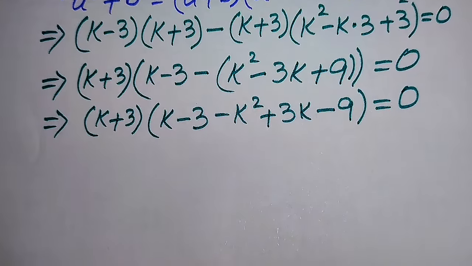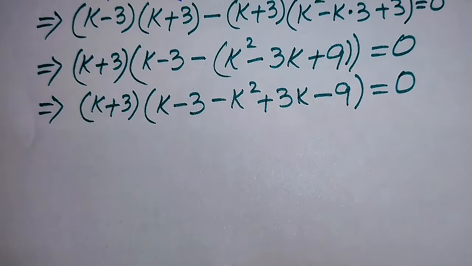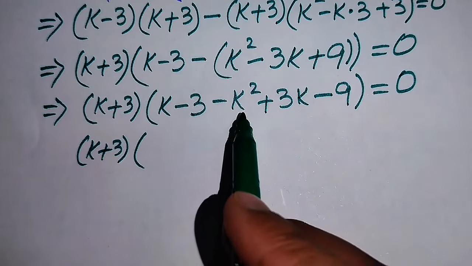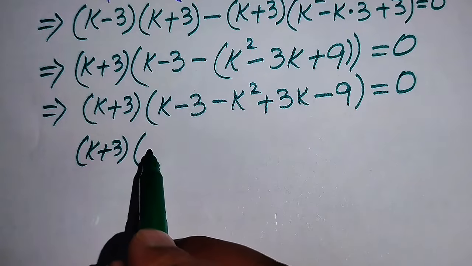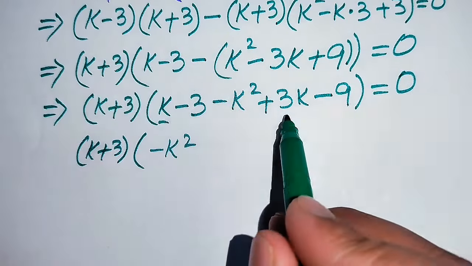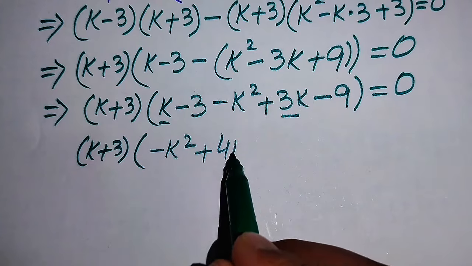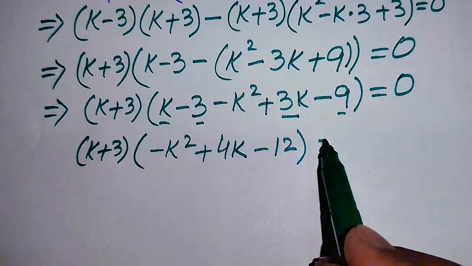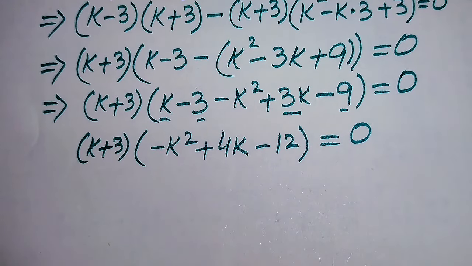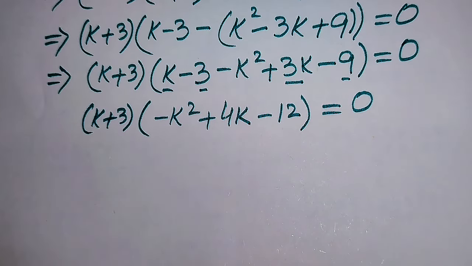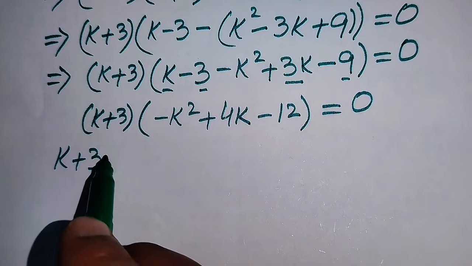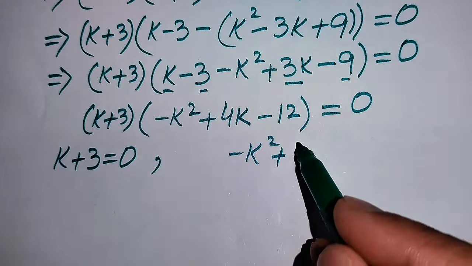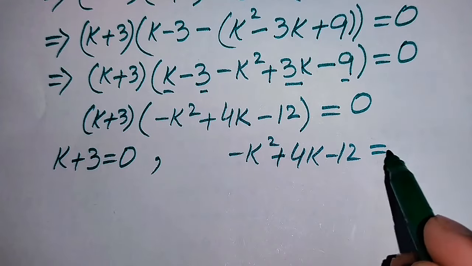So here we need more simplifications, and it will be written as: we have k plus 3 times, and here we write this in ascending form. So this is minus k square, k plus 3k becomes 4k, minus 3 minus 9 becomes minus 12, and this whole equation is equal to 0. Now we divide this equation into two cases. The first case is k plus 3 equals 0, and the second case is minus k square plus 4k minus 12 equals 0.